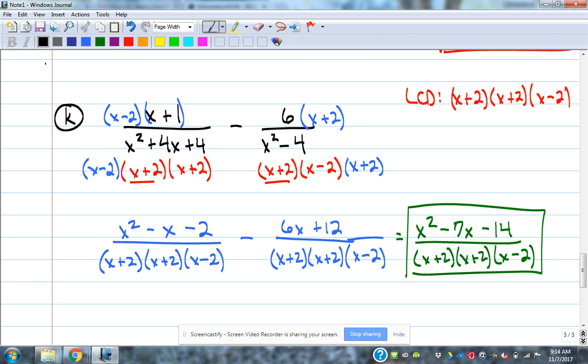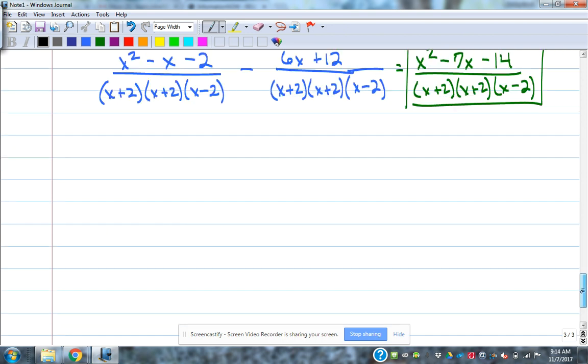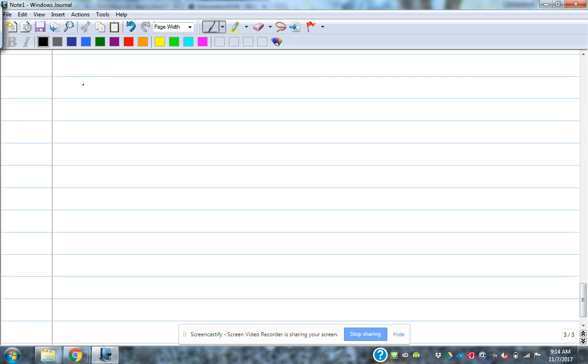All right. Now, last thing we've got is a thing called complex fractions. And they're called complex because they look really complex. But I'm going to break them down for you. They're not really that bad. They look horrible.